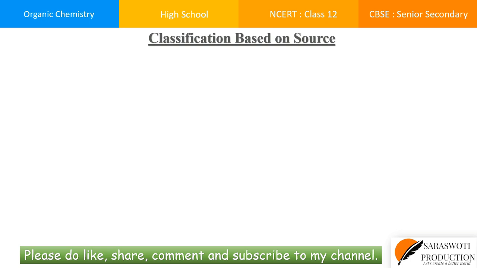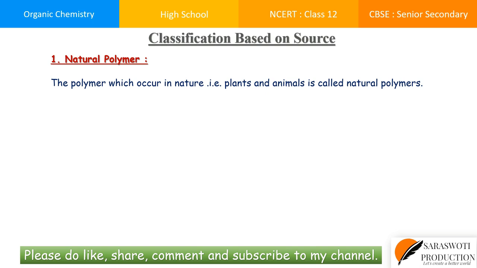What you're going to learn here is a very simple thing. These are more about understanding and learning it and memorizing it. So this one, definition and examples. If you know them, you're ready to master this concept as well. So let's get started. First we have natural polymer. What are these? The polymers which occur in nature, that is plants and animals, are called natural polymers. Examples are cellulose, rubber, resin, starch, and proteins.